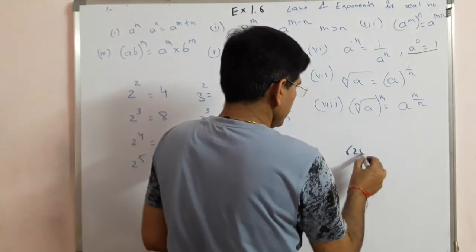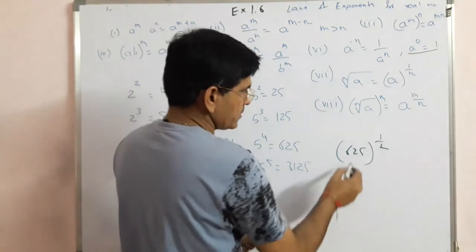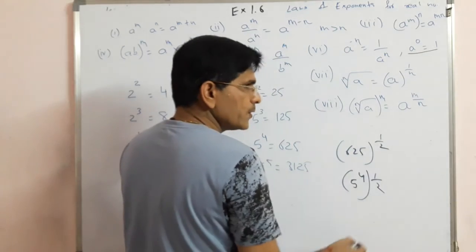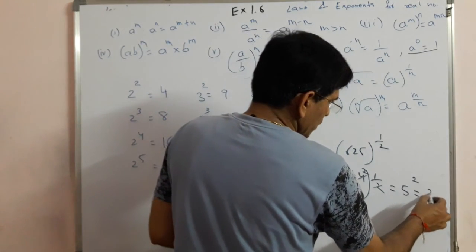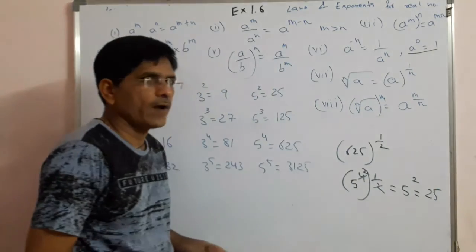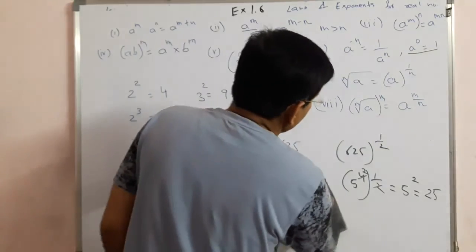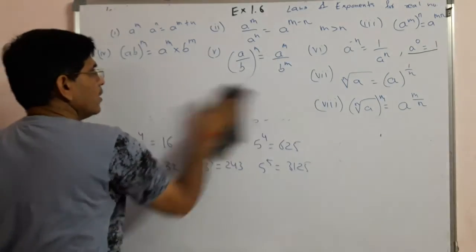625 to the power 1 by 2. This is the first easy sum you have to understand. So (5 to the power 4) to the power 1 by 2. Power of power multiplication, so the answer is 5 to the power 2, that is 25. That type of sum may be asked. Now I am writing some 10 sums and you have to try to solve them yourself.